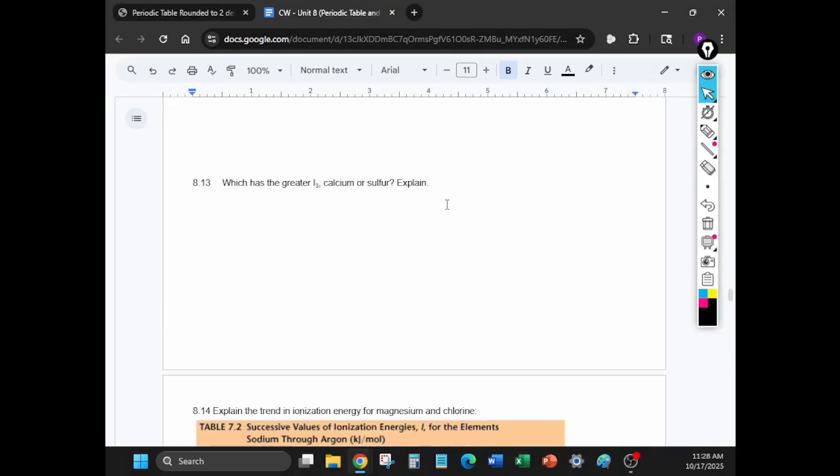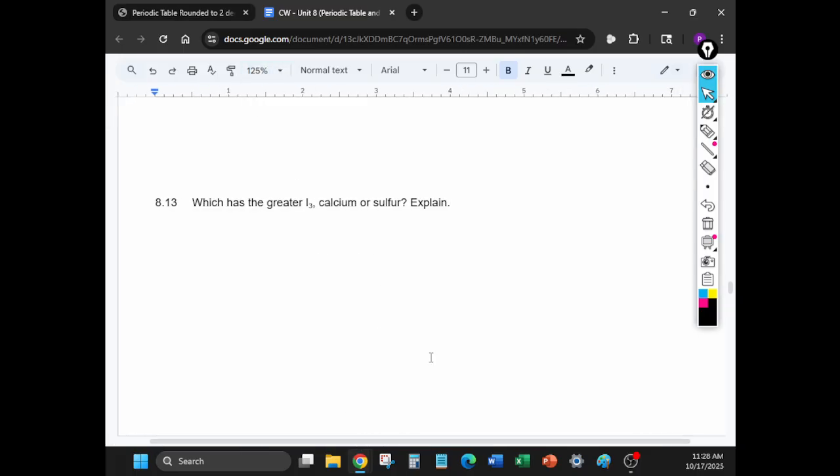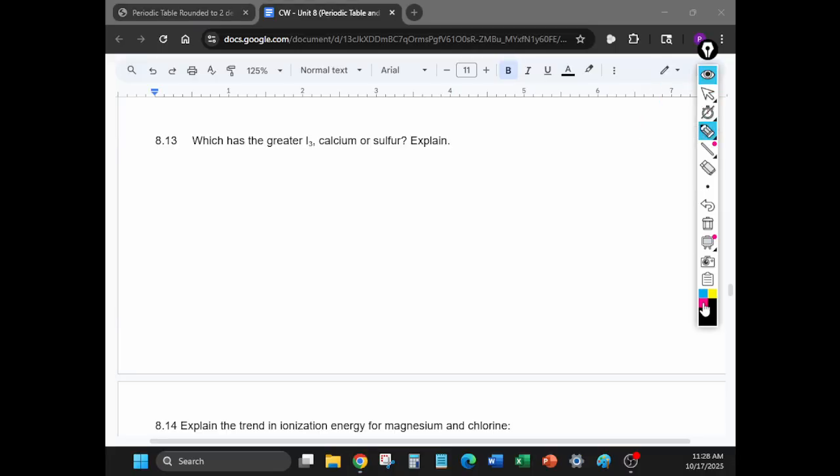So for 813, we are going to talk about what has a greater third ionization energy, calcium or sulfur. Now, in order to do this, I think it helps a lot to draw it out. So we're going to draw out calcium and sulfur. Just to make it easy, let's do the Lewis structure. So we got Ca and we have S. I'm going to give you guys 30 seconds. Draw the Lewis structure for Ca and S, and then we'll talk about the ionization energy stuff.